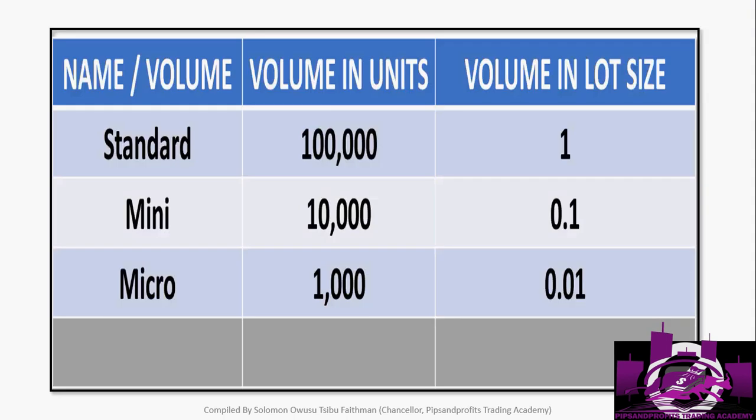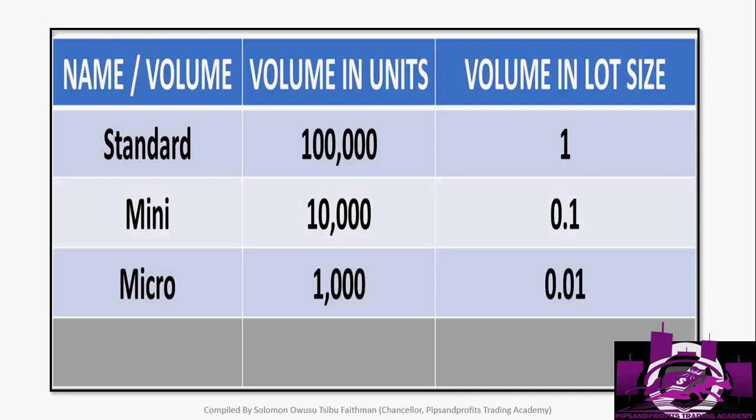And I showed you this table that lists the various volumes that we have. So we have the standard volume in units, it is 100,000, and then in lot size, it is 1. And then we have the mini volume in units, it is 10,000, and in lot size, it is 0.1. And then the last one, we have the micro, which is 1,000, and in lot size, it is 0.01. So these are the three basic volumes or three basic lot sizes that we have.